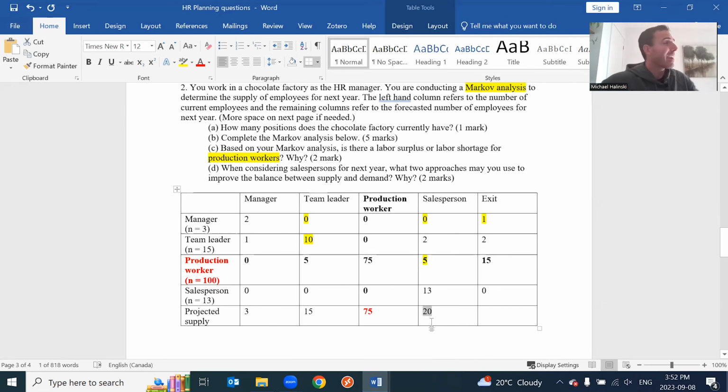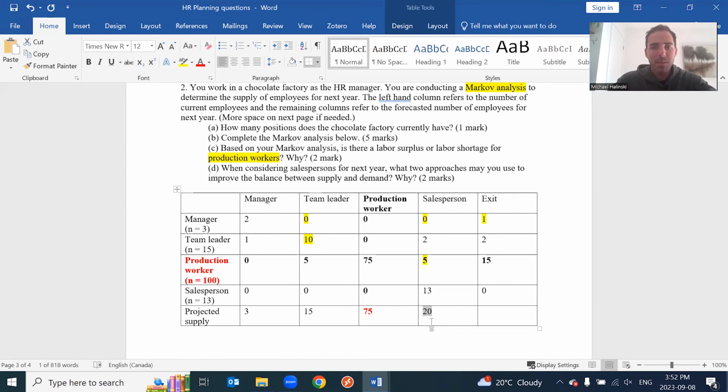You could say, hey, can I have a horizontal shift? Can I move some of these salespeople over to production? I know they're two different jobs, but theoretically, if you can move salespeople over to production workers, then you might be able to satisfy it a little bit more. But given the fact that you have a gap of 25 people, no, this is not really the best solution. Here, the fact that you have 15 that are planning to leave, if you can try to target those and retain them, that's probably the way that I would go.